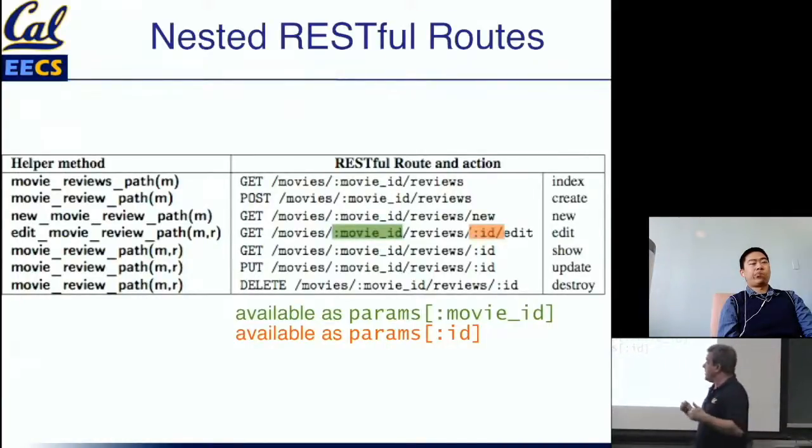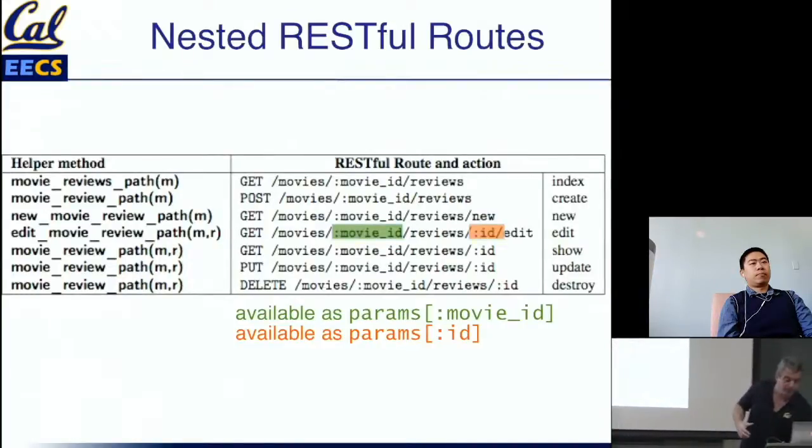And if you're wondering, yes, you can actually have double sets of routes where you can get to the same review either through its movie route or through its moviegoer route. You can declare them both.